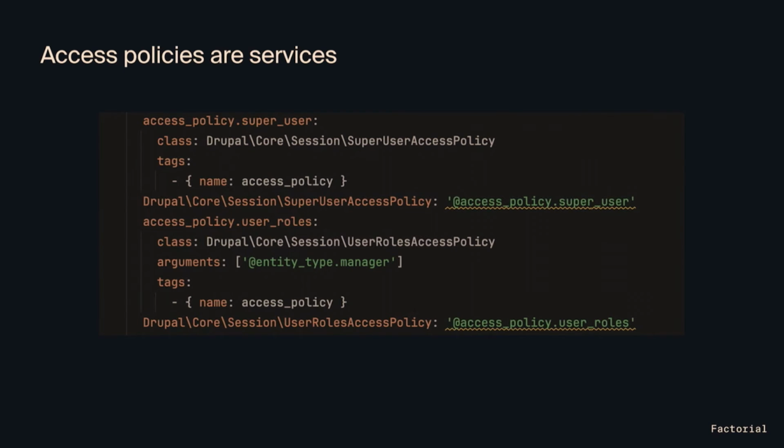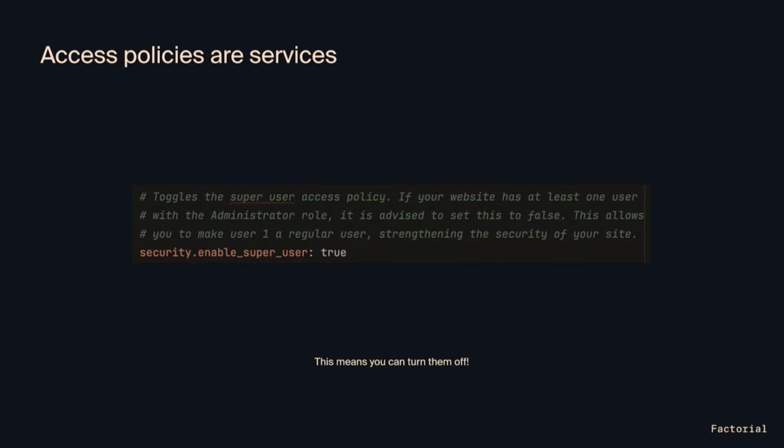Now, because they're services, there's something really cool. You can turn them off. And this is exactly what we did in core. We now have this flag in services.yaml where you can set security.enable_superuser to false, clear your caches, and user 1 will no longer have an all access pass. This has been a pet peeve of mine for 15 years, and it's finally in.